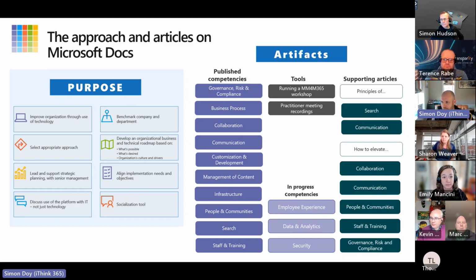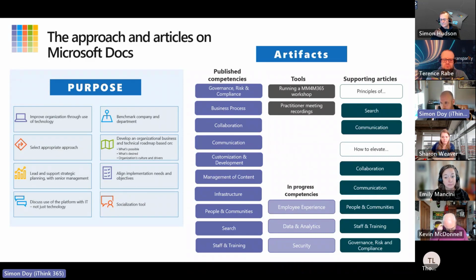We've got our practitioner meeting recordings, but the purpose of the maturity model is to help organizations navigate their way through getting more value out of the Microsoft 365 platform. The maturity model itself is technology agnostic, and you could apply it to other lesser technologies if you so wished. But the idea is to allow organizations to understand where they should focus, and the benefits they would get from focusing on core competencies, which every business needs to be able to do, and to various degrees of competency.